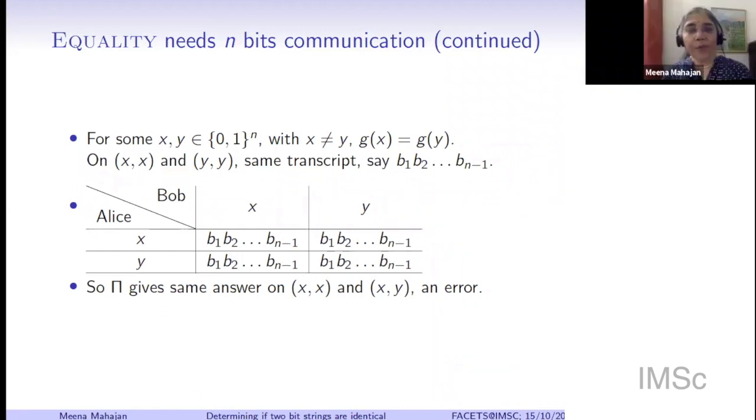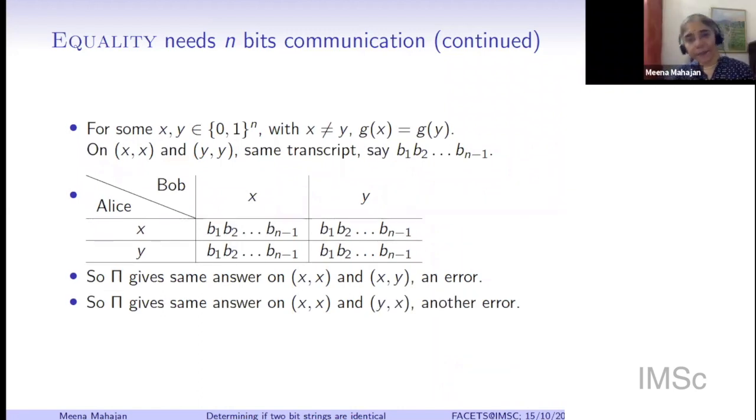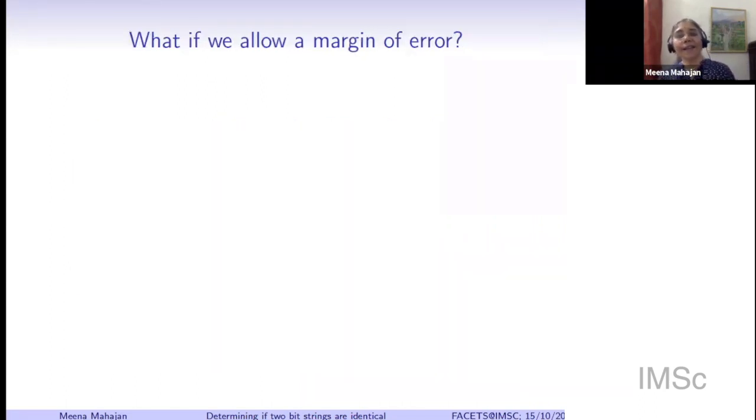Okay, so we went past this. We said that if there are not enough transcripts so that you can assign one transcript per input pair XX, then any protocol which does not have enough potential transcripts will make an error. And that error we found by looking at this small table here. So now we want to go beyond this and say, what if we allow a margin of error?